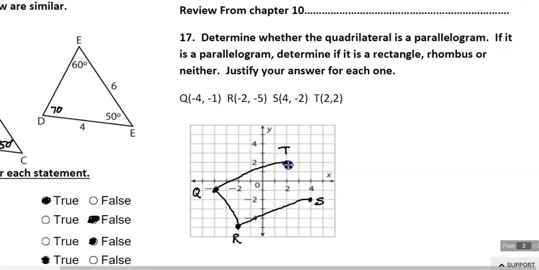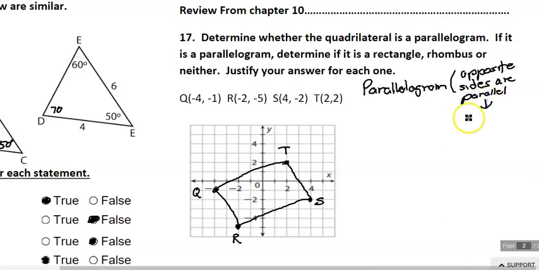Okay. At first glance, it does look like it's a parallelogram. We just got to check a few things to make sure. So first, for a parallelogram, we know that opposite sides are parallel. In other words, they have the same slope. So I have to check to see if these opposite sides have the same slope. So rise over run: we're going to go down 1, 2, 3, 4, down 4, over 2, and here we have down 4 over 2. So we got one pair, but you do have to check both.